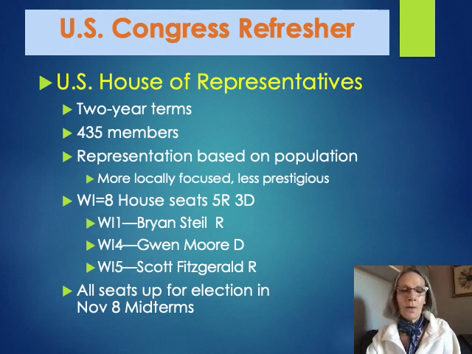All of the seats in the U.S. House of Representatives are up for re-election in the midterm election. And in Wisconsin, talking about gender, we only have one female member of the House contingent from Wisconsin, and that's Gwen Moore. The rest of the representatives from Wisconsin are men.